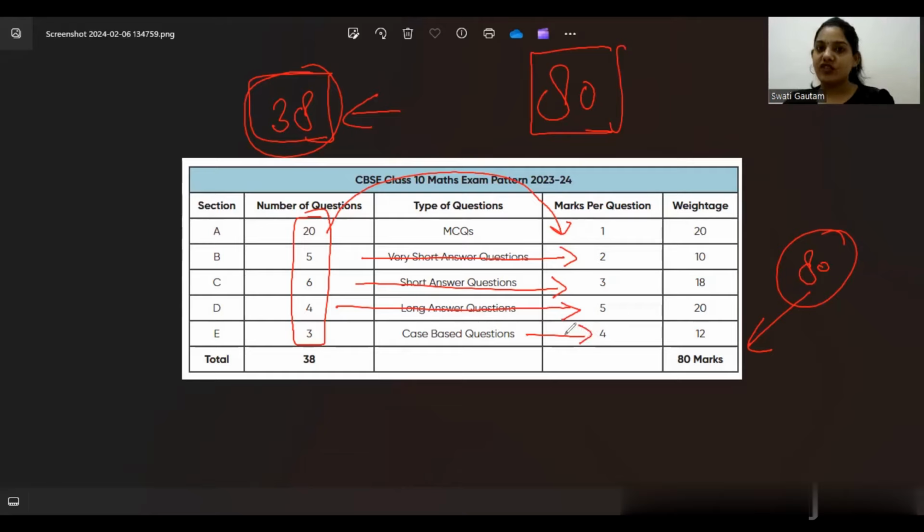In case study based questions, many of the students are not able to understand that this question is from which chapter. That is a very important thing. So for that you have to understand the base, whatever the case base is given to you, you have to understand that. So this is the whole pattern of the maths exam. If you have any question, please write in the comment box that ma'am, this is not clear or this we want. So I will make another video for that if you have any query.